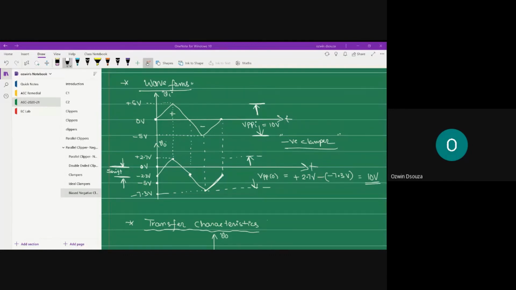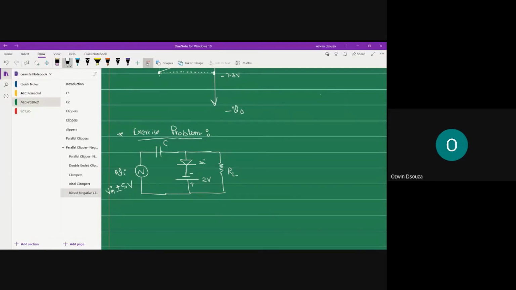In case of a clamper circuit, the peak-to-peak value will not change. The peak-to-peak value remains the same. The only exception is that the wave is getting shifted either down or up. That's the only difference. This is very, very important: the appearance of the signal will not change in case of a clamper. Can you plot the output waveform? You can plot the output waveform and send a snapshot in the AEC WhatsApp group. Can you quickly try it?